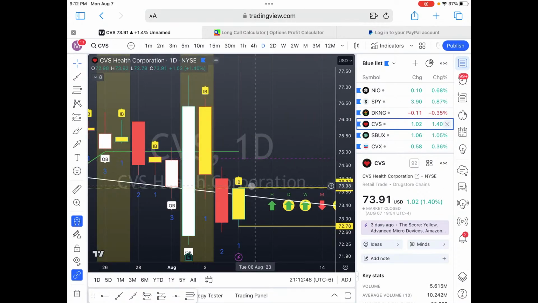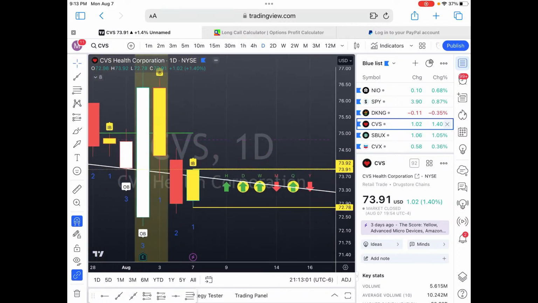CVS, again, another inside bar. These are the breaks we're looking for. It didn't hit targets, but this was still a really good run off of CVS. So we're going to look for the same thing off of this break here to the upside, 73.92, or puts at 72.78.